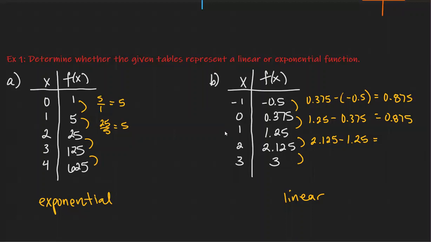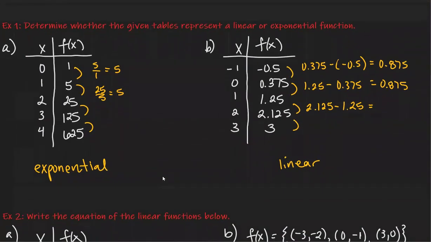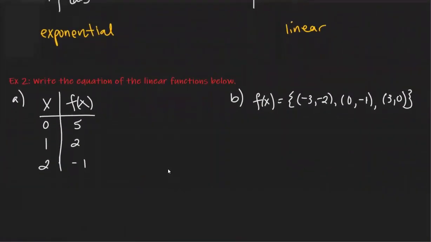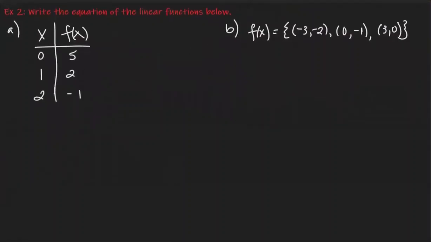Cool. So now that's how we can determine from a table whether a function is linear or exponential. Are the y values growing by multiplication or addition? And then from there, that'll tell you whether it's exponential or linear. Now let's try writing some equations. We have example 2 here, which is write the equation of the linear functions below. So they give us linear functions in table and ordered pair format, and we want to be able to use this information to write the equation of the function.